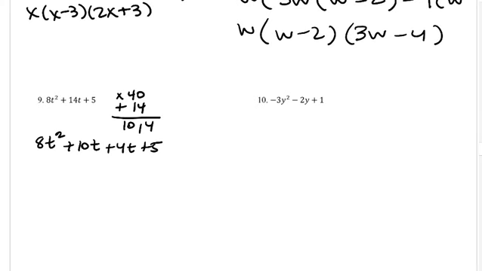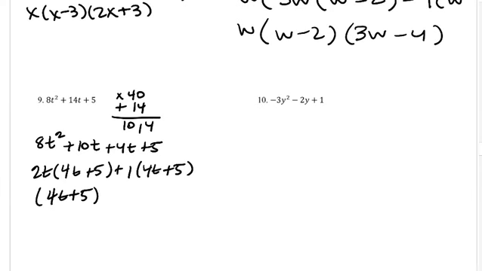Okay, so I'm going to factor out a 2t. I'm left with 4t plus 5. Okay, so that means I'm going to have to factor out a 1 over here. That's going to be 4t plus 5. And so factor out the 4t plus 5, and I'm left with 2t plus 1.